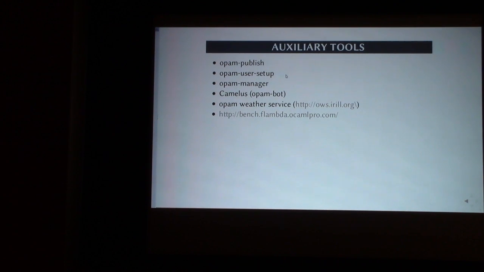Camelus is the annoying bot that will bug you when you submit pull requests on the OPAM repository with errors or warnings you might have in your package definition. There is also the weather service done by the ERIL that checks global consistency of the package repository.